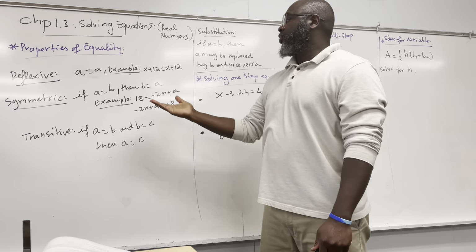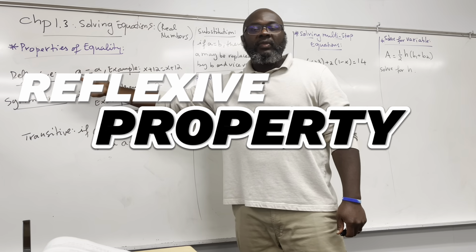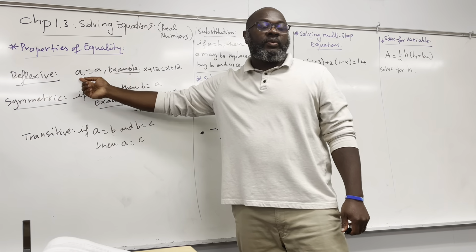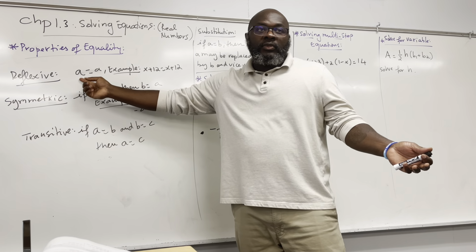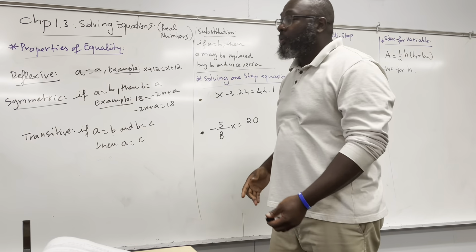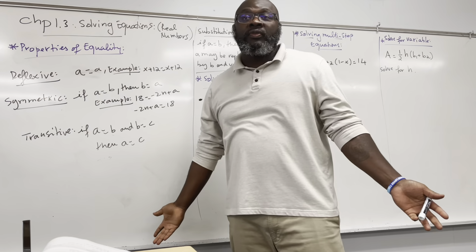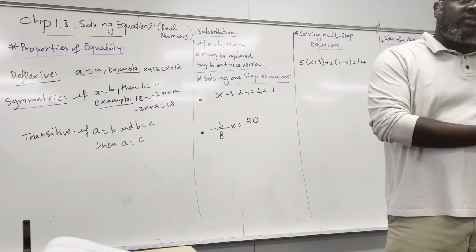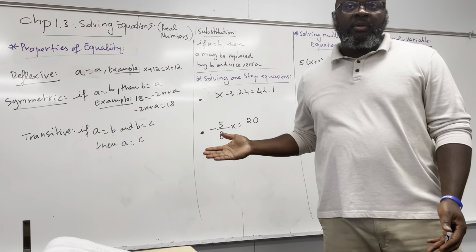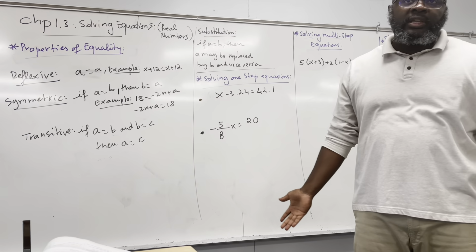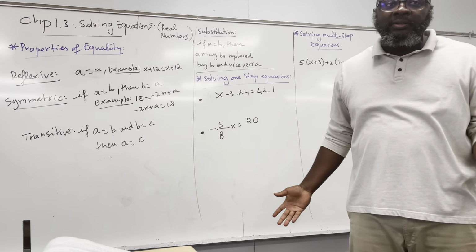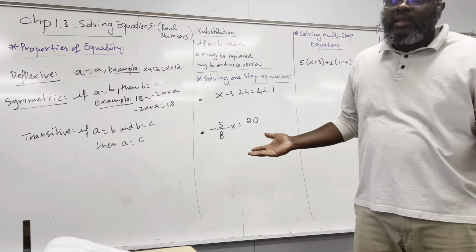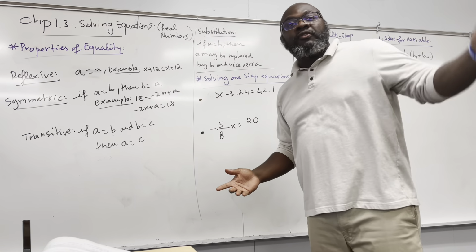Okay, the first one is what? Reflexive. A is equal to A. Just like that, right? So x plus 12 is equal to x plus 12. 3 is equal to 3. 5 is equal to 5. Negative 2 is equal to negative 2. That's called a reflexive property, meaning a number is equal to itself. It does not change. It doesn't change.